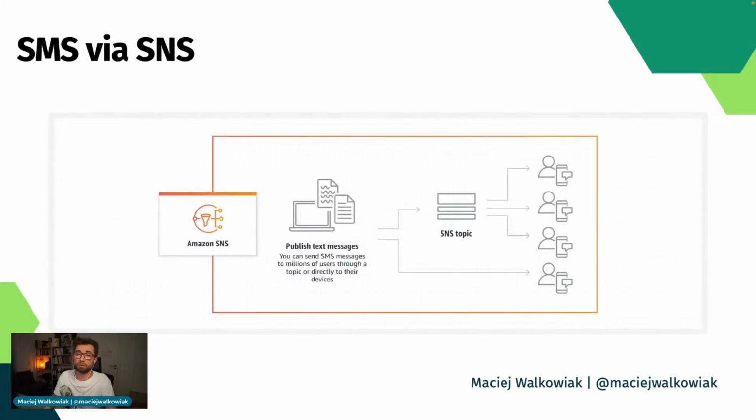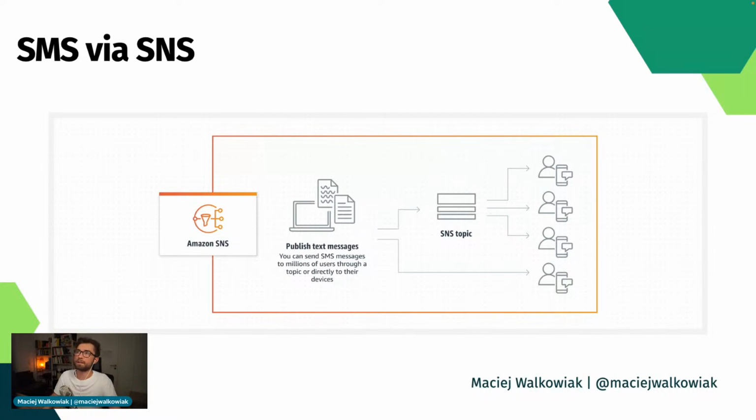But SNS is not only about sending notifications to other applications, right? You can also send text messages, so SMS, with SNS. And it works in a way that the mobile device is subscribed to an SNS topic. And then you can send a message from your application to SNS, and then it will just distribute it as a regular text message.